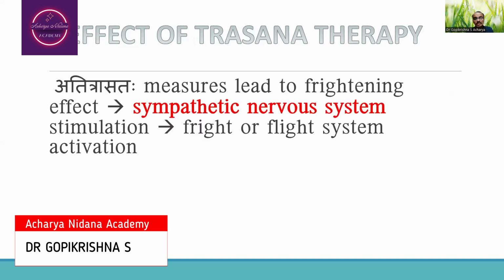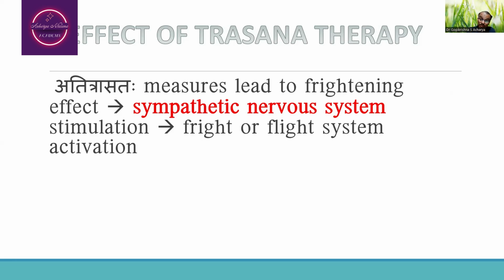Atitrasataha means the measures which are leading to the frightening effect, such as seeing a ferocious lion in front of the person, or otherwise seeing a cobra in front of the person. That is what we can say about the frightening effect. So that is responsible for the activation of the sympathetic nervous system there. In that particular sense, there may be a possibility of fright and flight system activation. Either the person will have the fear, or the person will start to run away from this particular etiological factor. In this way, there may be a possibility of increase of Vata bioenergy in the body.